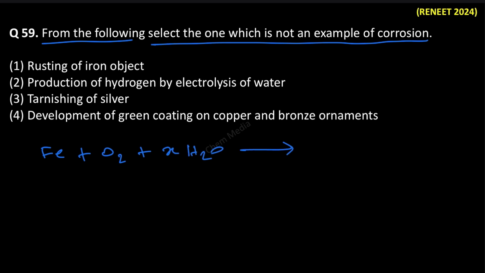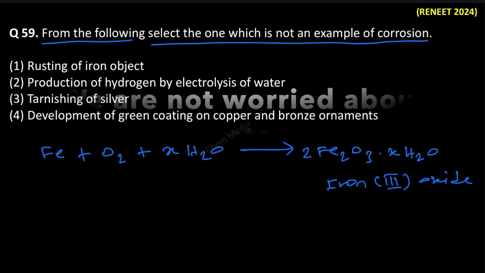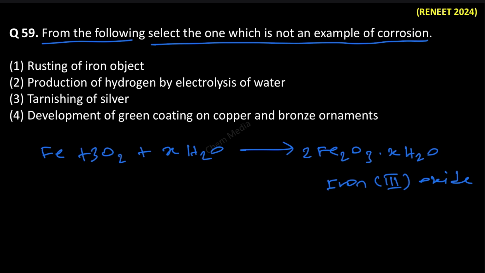The source of water could be moisture in the air or rainwater, etc., and that would oxidize the iron to iron 3 oxide. This is iron 3 oxide. Let's balance the equation. We have 3 oxygen atoms, so therefore let's put 2 so that it would become 6. We can put 3 in front of O2 and we can put 4 in front of Fe. So therefore that is not our correct answer.